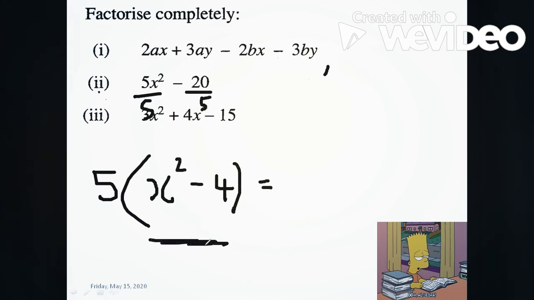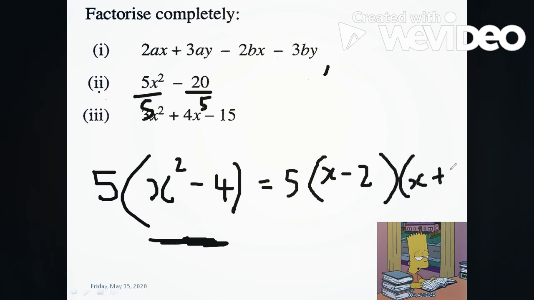But what you notice is that this is a difference of 2 squares inside the bracket, because 4 is a square number. So our answer is just going to be x minus 2 and x plus 2.